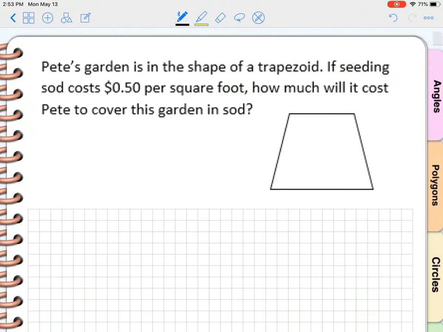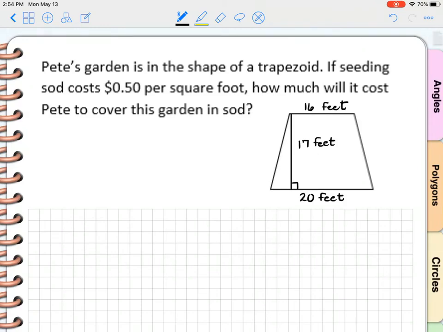Okay, let's make this base 20 feet. Let's make this base 16 feet. And let's make the height of the trapezoid, which is an inside dimension that is always perpendicular to a base, maybe 17 feet, and I'm just guessing, guys. This is not to scale.